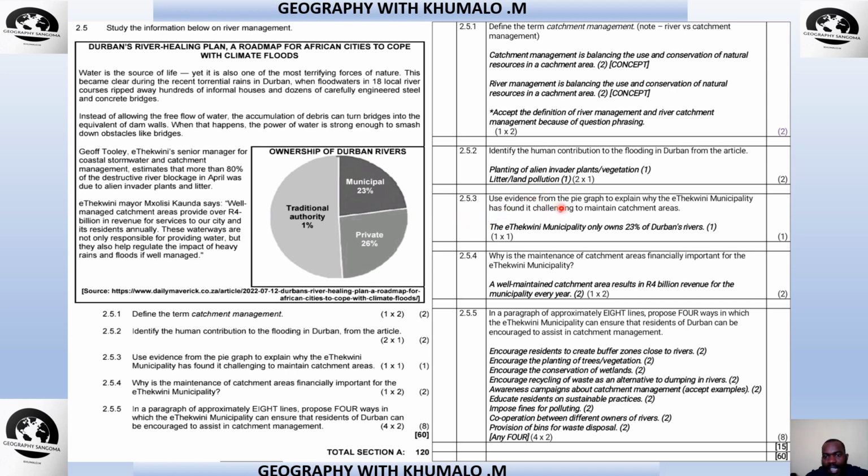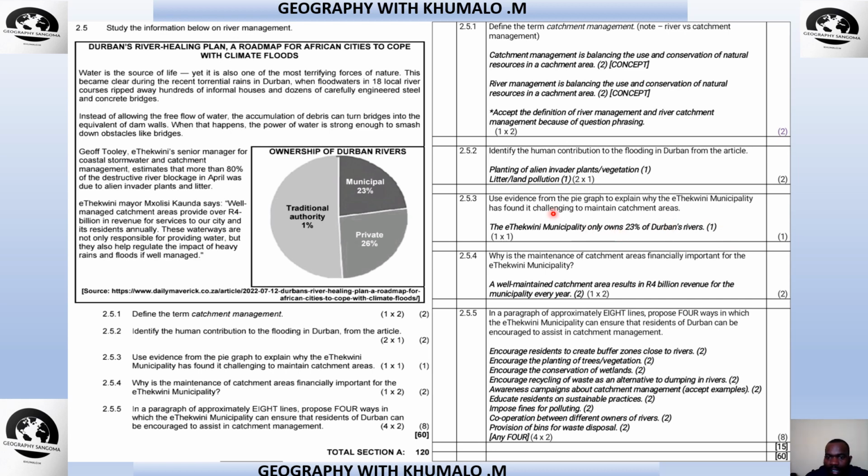2.5.3, use evidence from the pie graph to explain why the eThekwini municipality has found it challenging to maintain catchment areas. Now the eThekwini municipality only has 23% of Durban rivers. So it has only 23%.